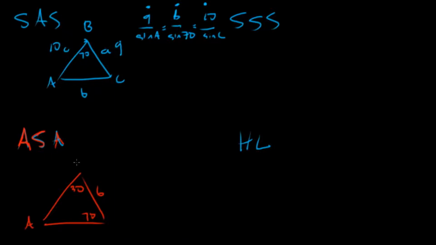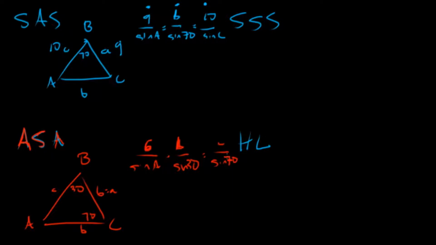Let's call this A, this B, and this C. 6 is equal to A. Let's write out the law of sines here. We have 6 over sine A, B over sine 30, and C over sine 70. 6 may not have been the best number to choose.